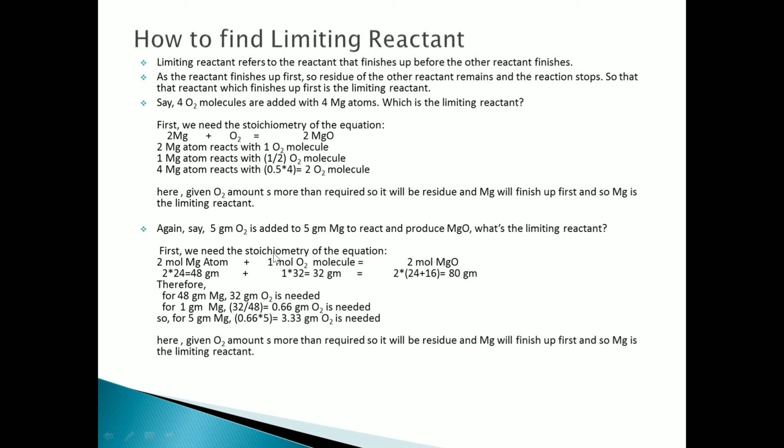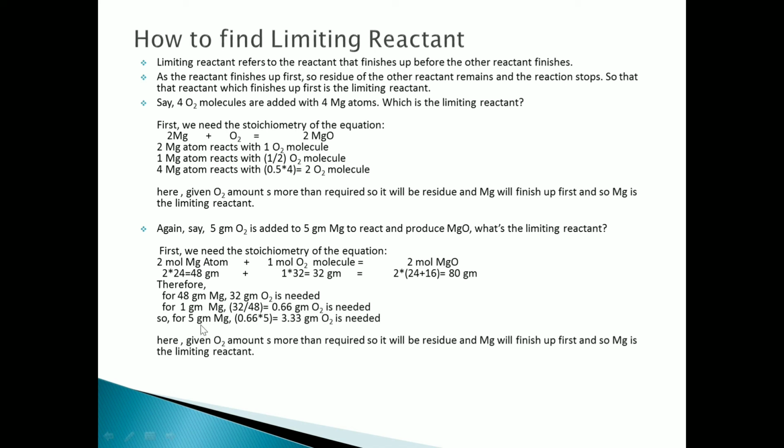At first, again, we need to find the stoichiometry of the equation. Here 2 moles of magnesium atoms react with 1 mole of oxygen molecule to form 2 moles of magnesium oxide molecule. So the masses are 48 gram, 32 gram and 80 gram. Similarly we shall do the unitary method: 48 gram of magnesium reacts with 32 gram of oxygen. 1 gram of magnesium reacts with 0.66 gram of oxygen. Therefore 5 gram would react with 3.33 gram of oxygen.